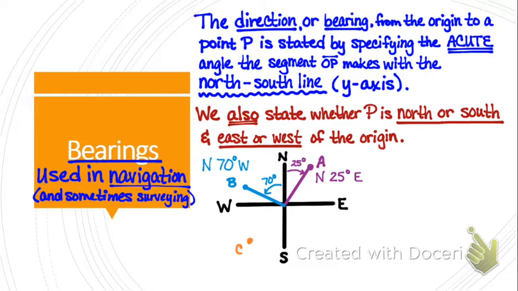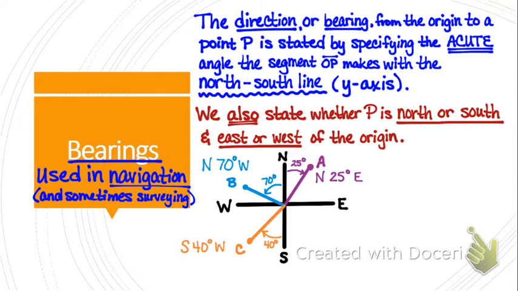We're going to call this point C. What's the first thing I do? Make a line. And then what angle am I interested in? From S to C. Yes. Right here. We're going to pretend that that's 40 degrees. So what is the bearing to get from the origin to point C? South 40 degrees west. Yes.